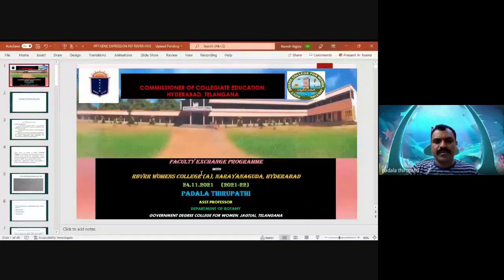Faculty Exchange Program, we are met here between both the prestigious institutions, one from Government Degree College for Women Jagtial, and another prestigious institution in the Twin Cities, that is RBVRR Women's College, Autonomous, Narayanaguda, Hyderabad. So this faculty exchange program leads to enhancing the knowledge between these two institutions.